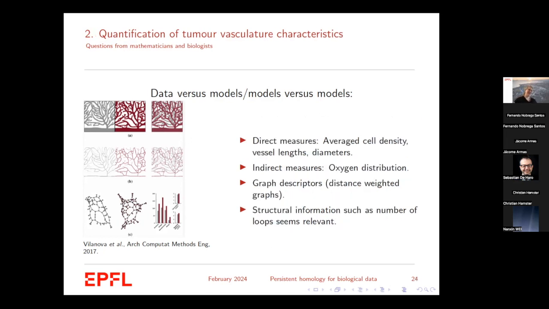And what is done in the literature so far is actually very similar to the biological literature, where people are looking at measures such as average cell density, vessel lengths, or diameters. You can also use indirect measures, so you can model oxygen distribution on top of these networks and then compare these. And it's only recently, in a review article by Villanova et al., where they looked at graph descriptors and found that structural information such as the number of loops seems relevant to distinguish between different models and also within one model.